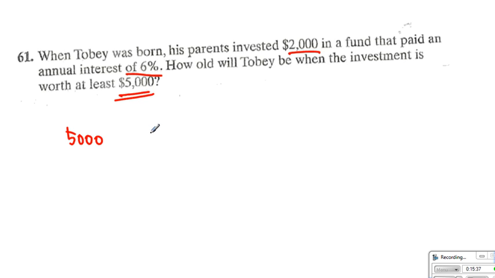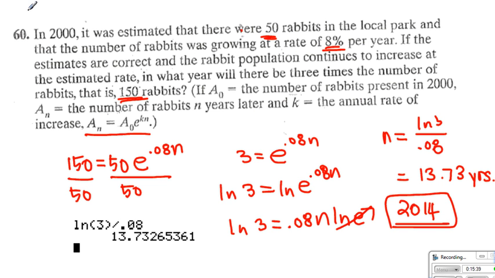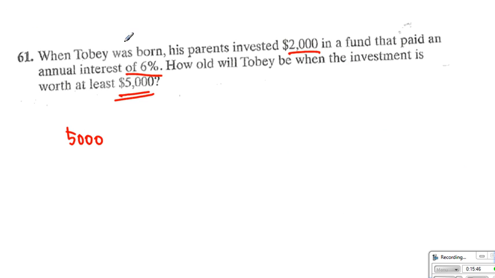Now, if I look at the previous question, they asked us to use this one. But here, since we don't know if it should be continuous growth or not, we're going to simply use A, the final amount, is equal to the initial amount times 1 plus r over n, to the nt. We will use this formula to figure it out in this case.